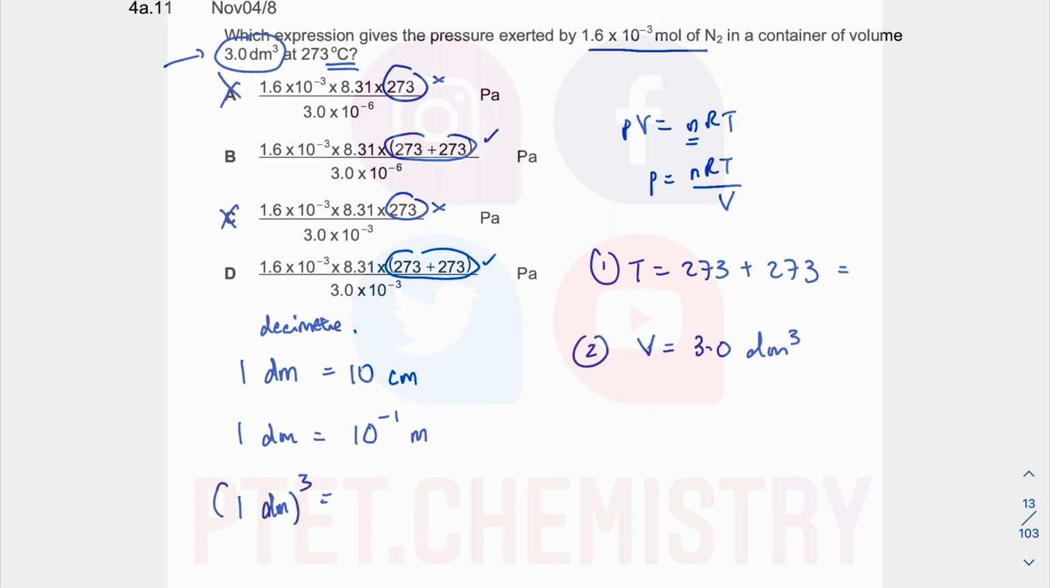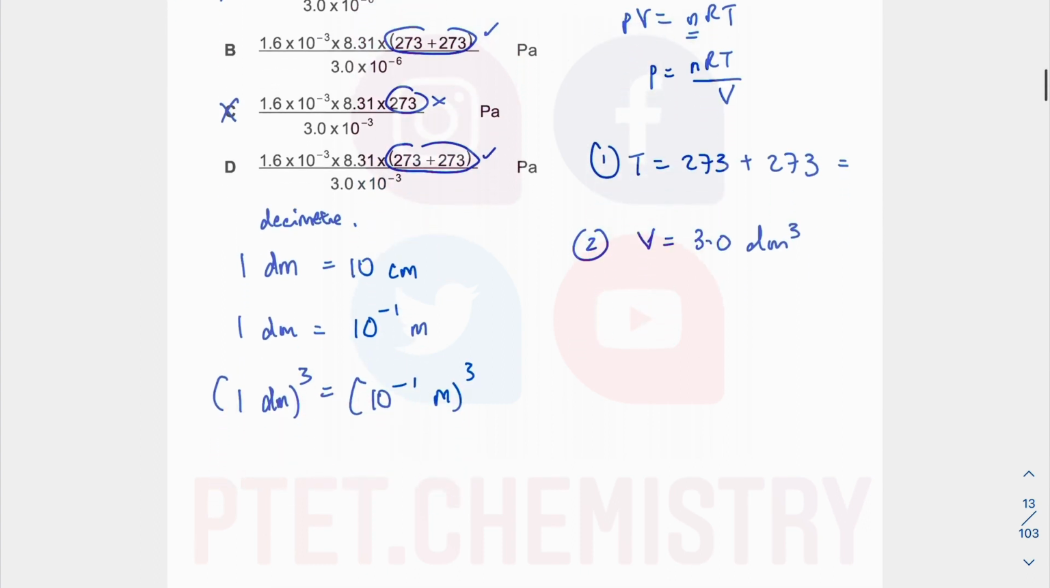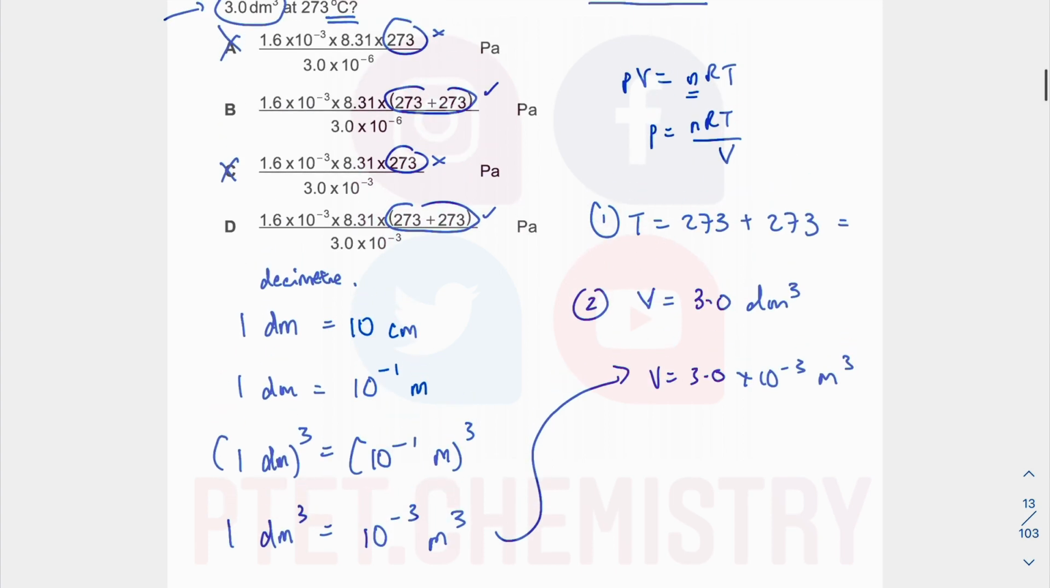Cube both sides. This is another primary school mathematics, which I hope you know what I'm doing. I do whatever I do on the left to whatever on the right. Okay, I cube both sides. 1 cube is 1. 10 to the minus 1 cube is 10 to the minus 3 meter cube. So volume is 3.0 times 10 to the power minus 3 meter cube. There you go, 10 to the minus 3, all right? So people will get confused if they get the unit conversion wrong, yeah?